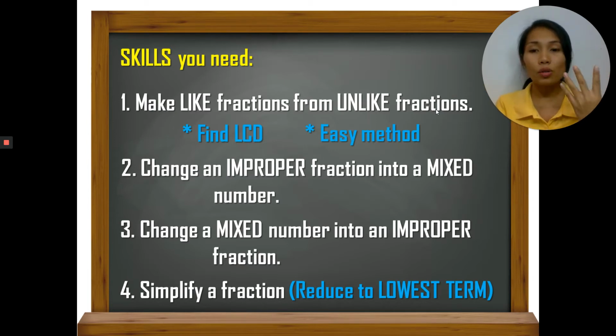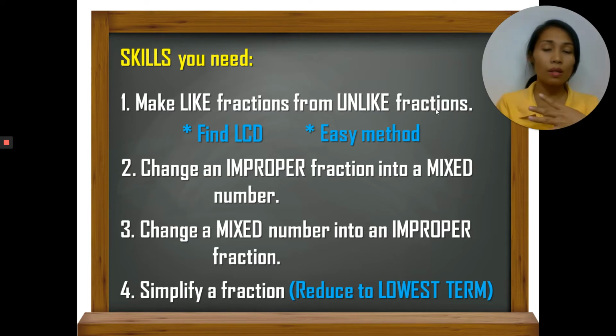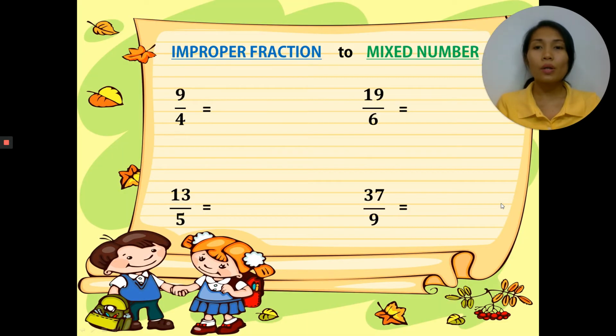And the fourth one is to simplify a fraction or to reduce it to the lowest term. So anyway, the first one and the fourth one have been discussed in the previous lessons. And so with the second one, converting improper to a mixed number, and the third one, we already had this in our previous lesson. I think it's with the first topic we had with fraction, but to refresh you, we will discuss it again in this lesson. All right, so let's review changing improper fraction to a mixed number.